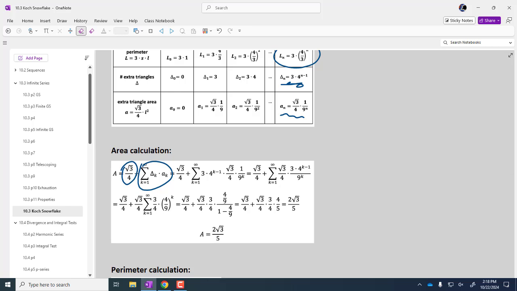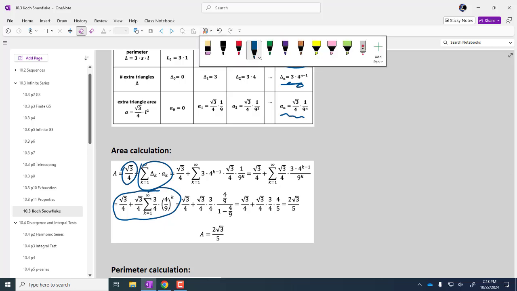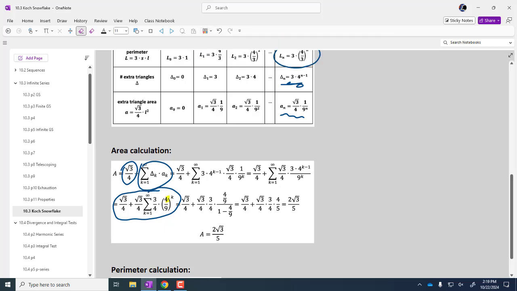Long story short, if you do the math here and look at each of the components, you end up with a geometric series down here. And this geometric series has a common ratio of 4/9, which is less than 1. So you have convergence. We plug it into our formula for a geometric series, and that is the area of the Koch snowflake if you start out with a 1 by 1 by 1.